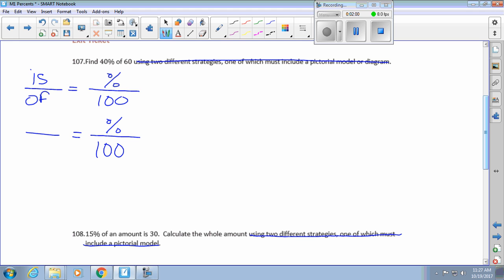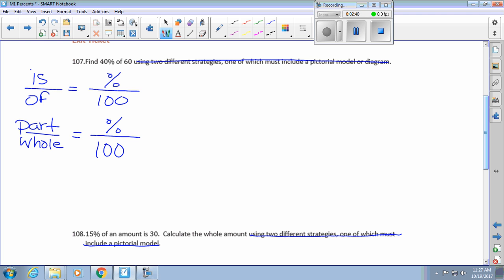Those are clue words that are going to help you. What was the other proportion that we set up? "Part over whole equals percent over 100." Very good. She said it with such confidence. Is over of equals percent over 100. The word is will help indicate which of those quantities is the part out of the whole amount.